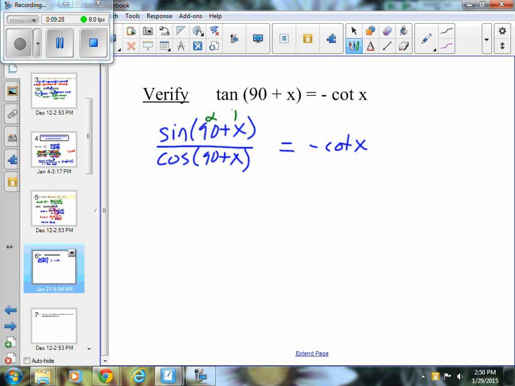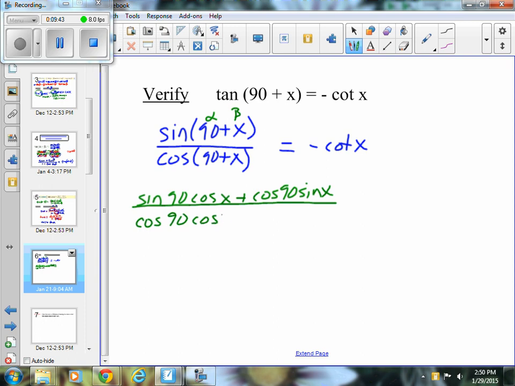So think of this as your alpha and beta. We'll just write it out. So sine of 90 cosine of x plus cosine of 90 sine of x. We're just using our pink sheet there, our sum formula for sine. And then same on the bottom for cosine: cosine of 90 cosine of x minus sine of 90 sine of x. And I bet a whole bunch of stuff is going to cancel, and we should be able to verify that identity.